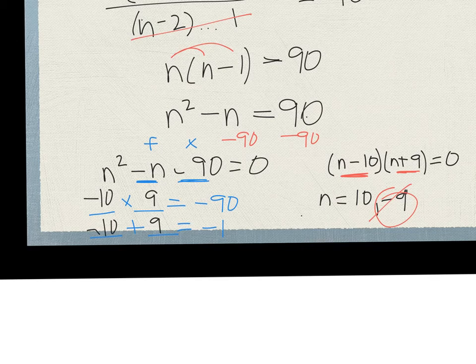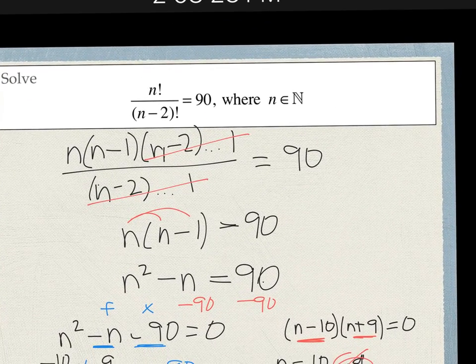So I think the answer is 10. One way to check that is you go up to the top and you just plug 10 in. If I do 10 factorial over 10 minus 2 factorial, if I type that into a calculator, what do you suspect I'll get? 90. And as long as you do, it means it's correct. I'm pretty confident in our abilities here.